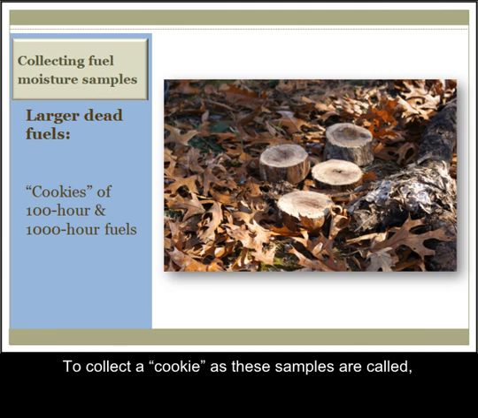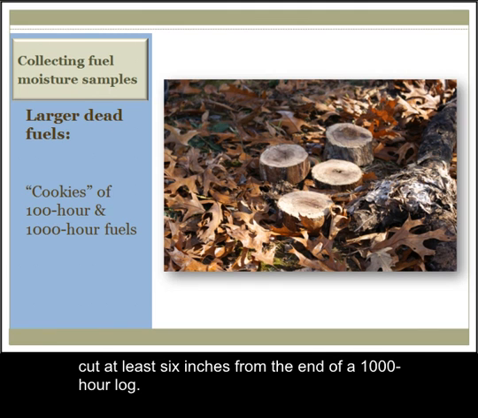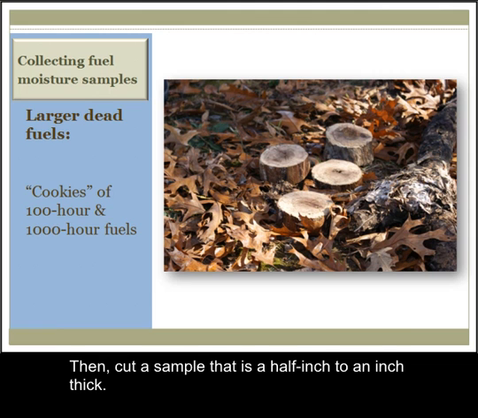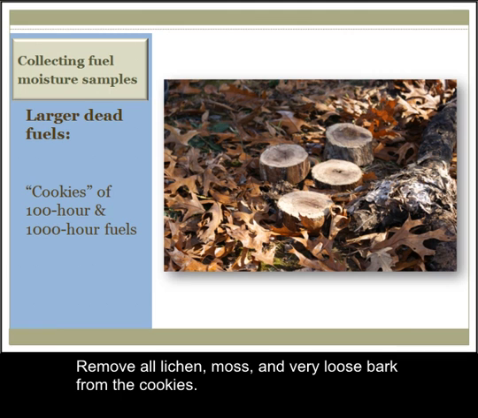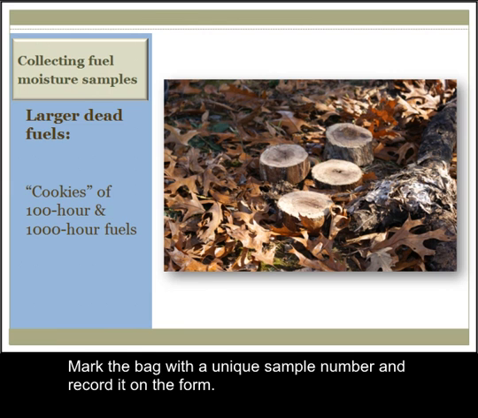To collect a cookie, as the samples are called, use a handsaw to cut off the portion of the log that has been exposed to the air. Cut at least 6 inches from the end of a 1,000-hour log. Then cut a sample that is a ½ inch to an inch thick. Remove all lichen, moss, and very loose bark from the cookies. Place each cookie in a separate zip-sealed bag and seal it completely. Mark the bag with a unique sample number and record it on the form.